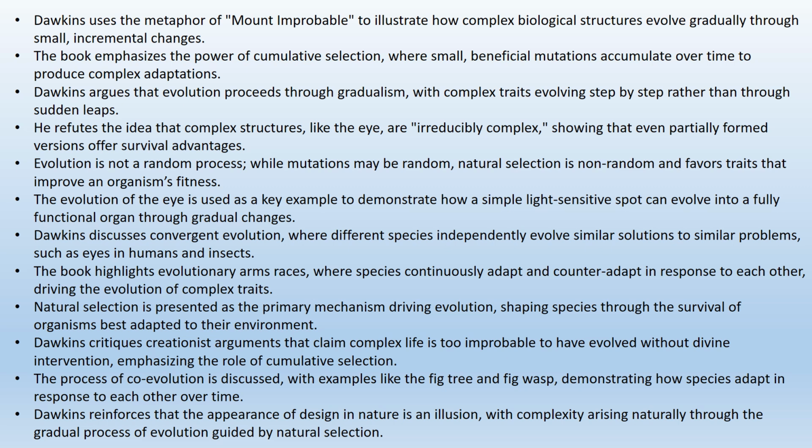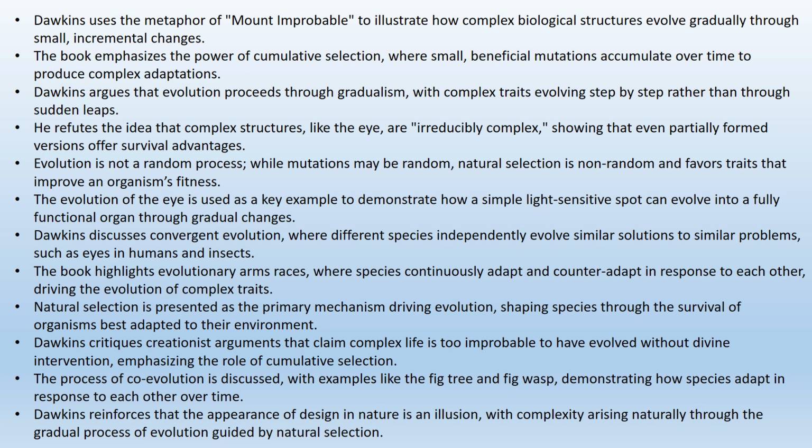Dawkins also discusses the evolution of the fig tree and the fig wasp, which have a highly specialized and co-dependent relationship. He argues that their mutual adaptations evolved gradually, with each small change in one species favoring a corresponding change in the other, leading to their remarkable co-evolutionary relationship.